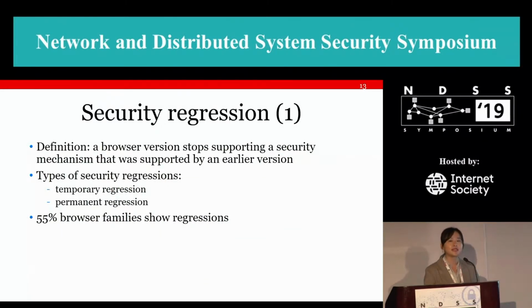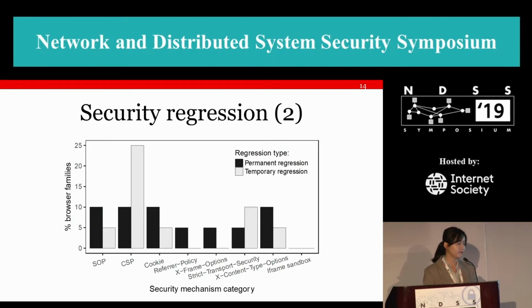Due to the complexity of browsers' code, security regressions may happen, where a later browser version stops supporting security mechanisms that used to be supported. If that regression is fixed soon in a later version, we call it a temporary regression. Otherwise, it's a permanent regression. According to our study, we find 55% of browser families show signs of regressions. Unfortunately, both temporary and permanent regressions appear in all categories of security mechanisms except iframe sandboxing.